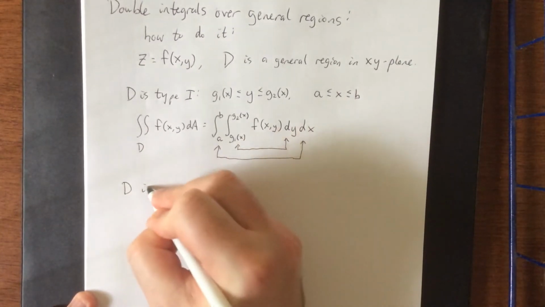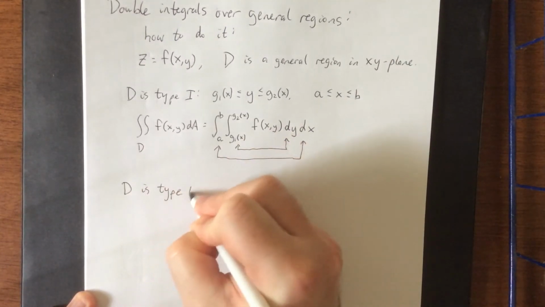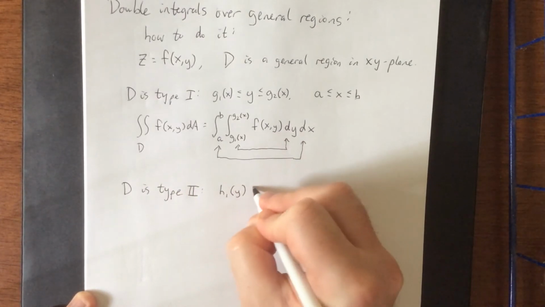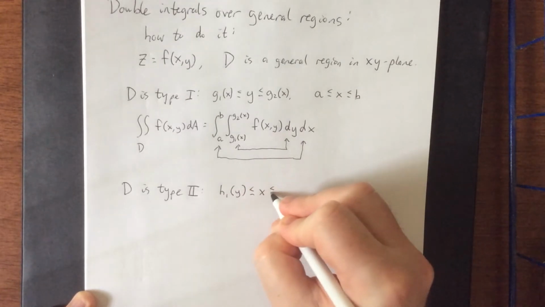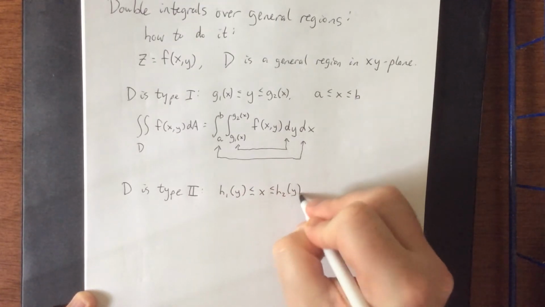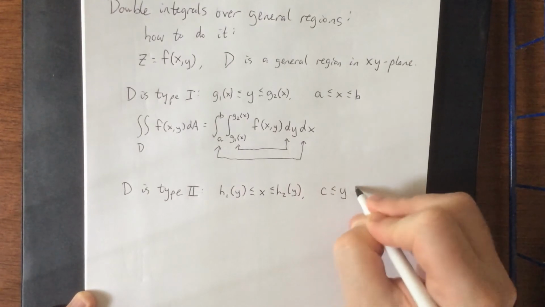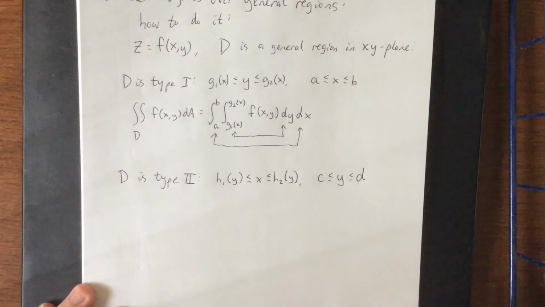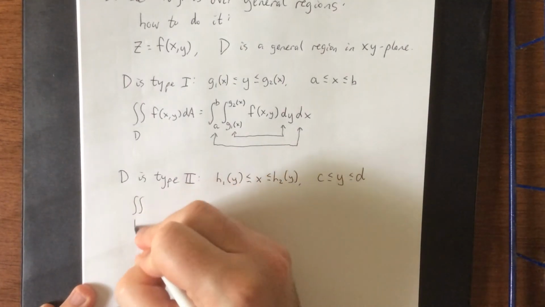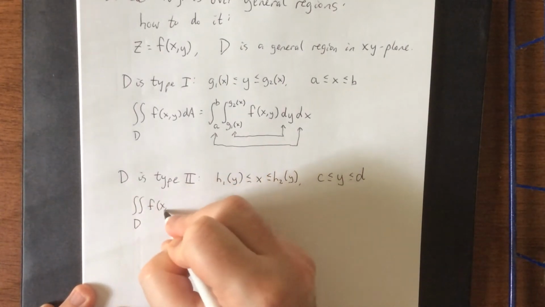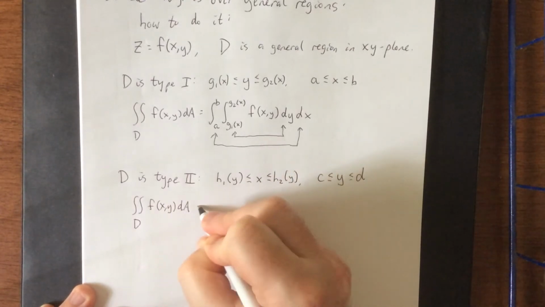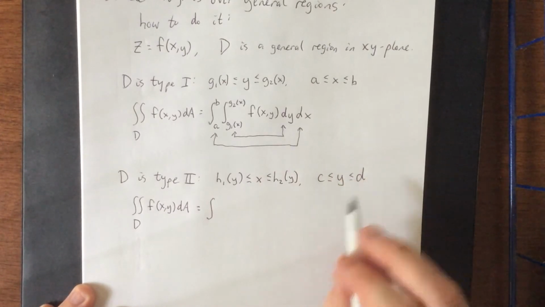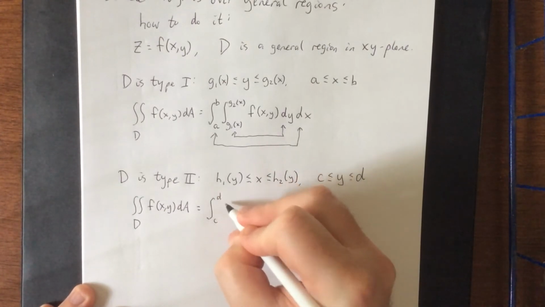Now, in the event that D is type 2, we'll say that x is bounded between two functions of y. We'll call them h1 of y and h2 of y. And then y is bounded between two constants. Now, once again, order is going to be very important here. The double integral over the region D of f of x y dA will be equal to, once again, constants come last. Constants go last.